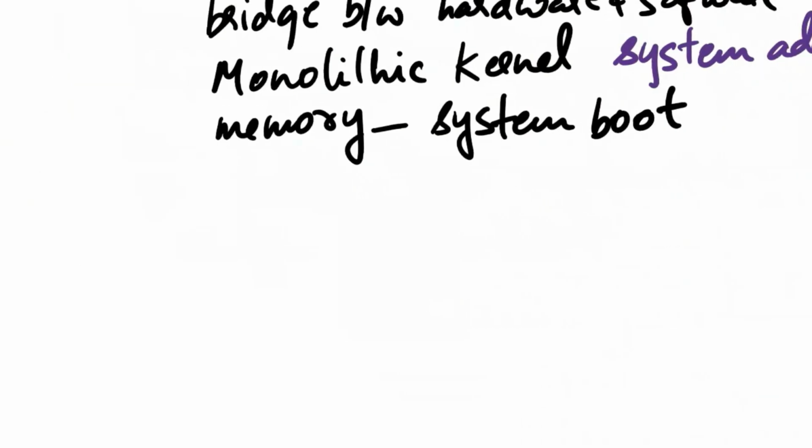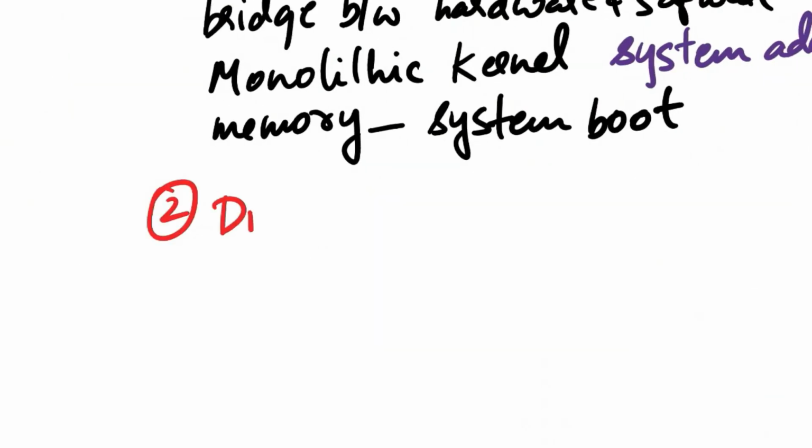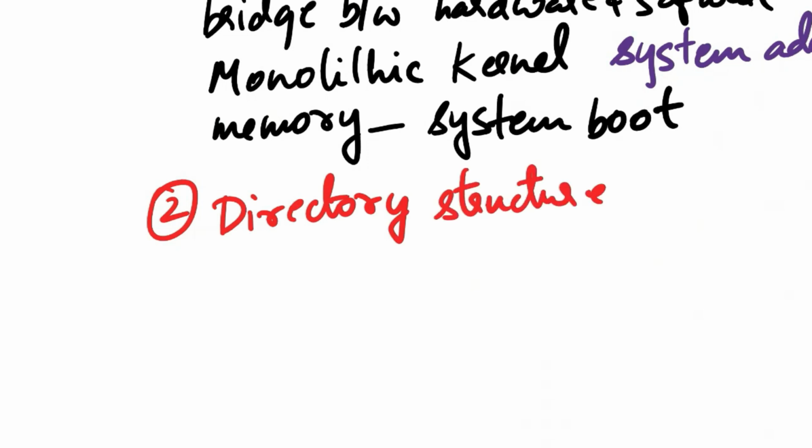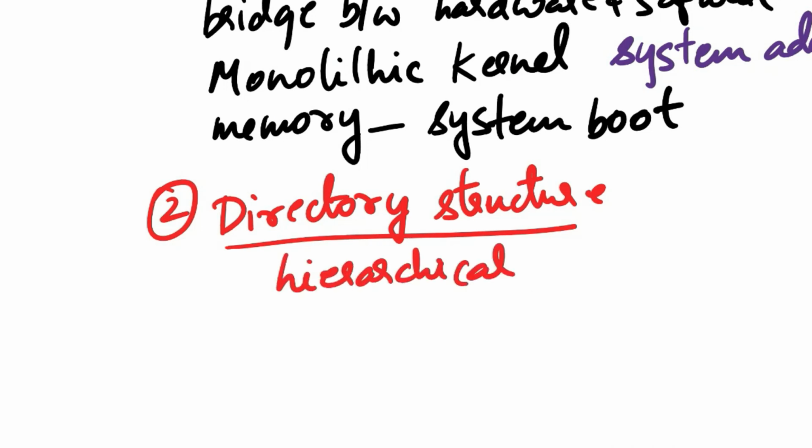Let's go to the next question. Describe the basic directory structure in a typical Linux file system. So, the typical Linux file system follows a hierarchical directory structure. Let's see an overview of the basic directory structure.